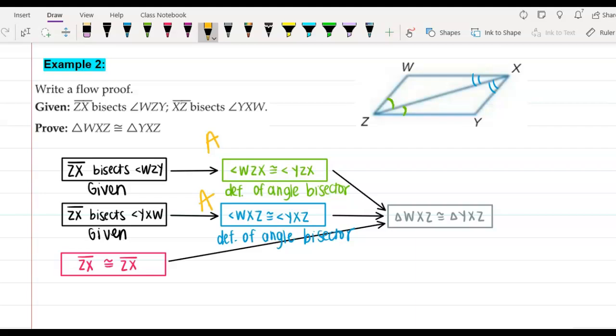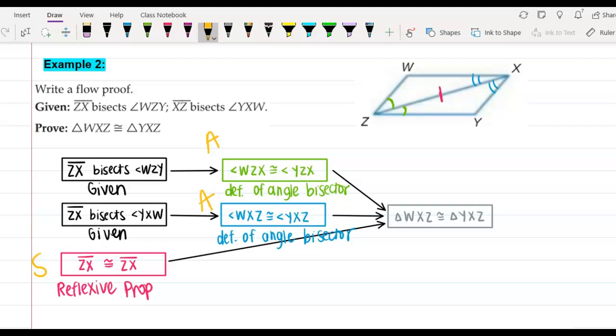We have ZX is congruent to ZX. So anything being congruent to itself is always, always, always, hopefully one of the easiest ones, the reflexive property, and we've marked it. And that gives us a side.